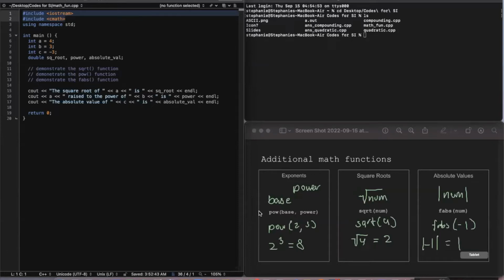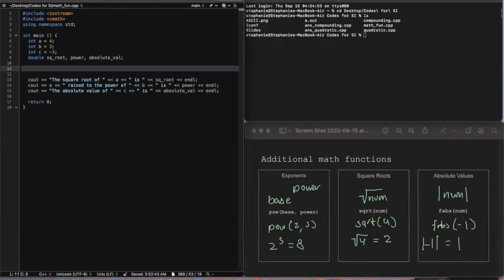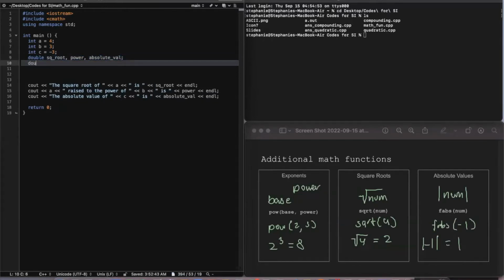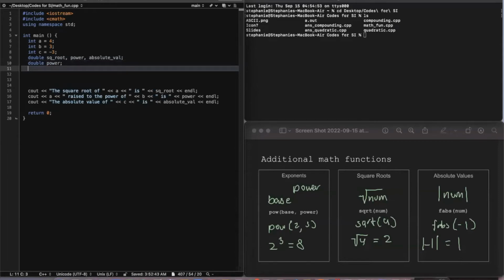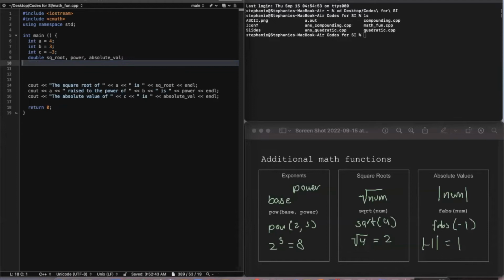So let's take a look at those in the program very quickly, and then we will get to actually using them in better application. I did want to show you guys one new thing also. We can create multiple variables of the same type like this. What I've effectively done is created 3 double variables without assigning them any value. As long as I put commas in between them, this is completely fine. This is the exact same thing as saying double power and double absolute val, but it's just fewer lines. So thought I'd show you guys that.